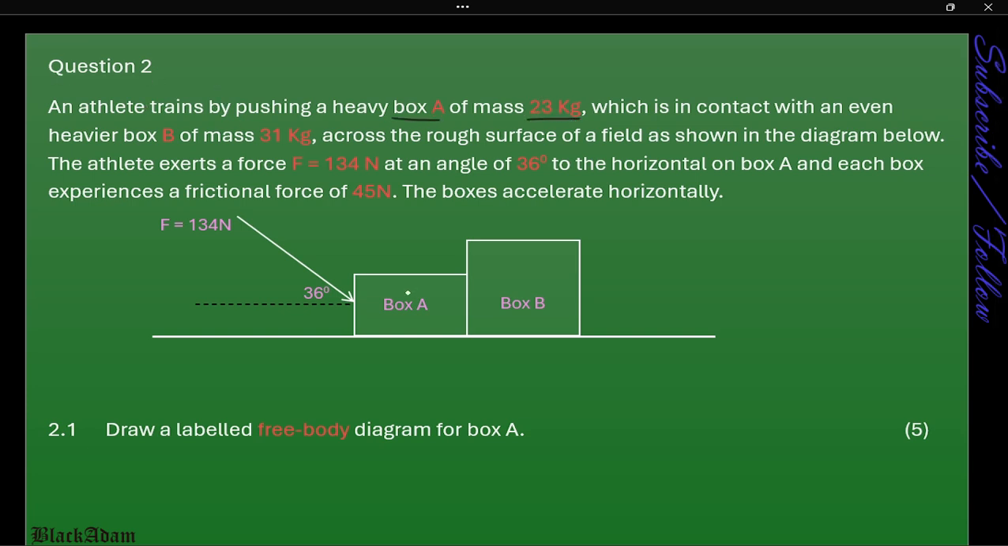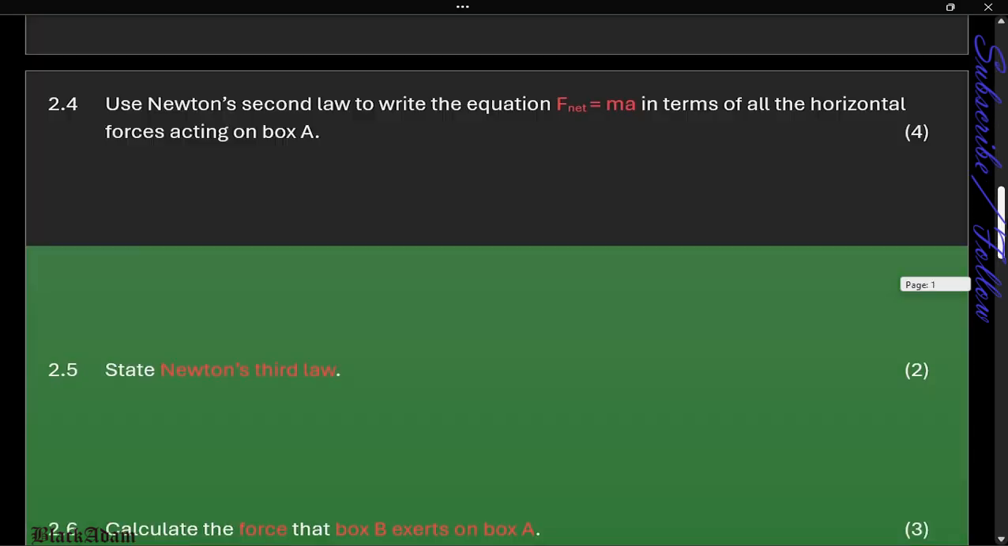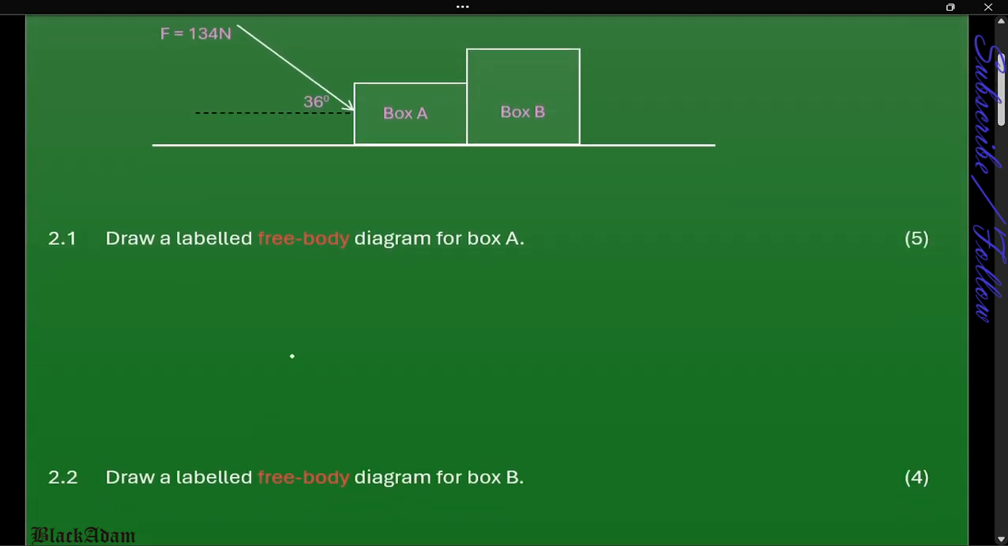Question 2, that's mechanics. We have box A, which is 23 kg, and box B, which is 31 kg. The force applied is 134 newtons at an angle of 36 degrees, and each box experiences friction of 45 newtons. That's the friction on the surface, so the friction there is 45 newtons. And we can go on and answer question 2.1.